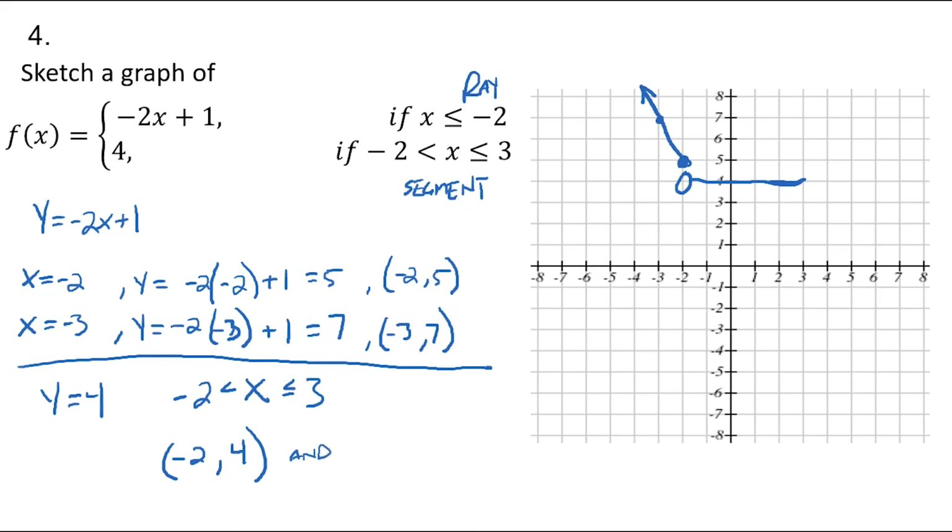When we plug in the value of 3, we still get a 4 because y is always equal to 4, but because it's got this less than or equal to sign, that means we have to put a closed circle here. So here's our segment. This is the graph that represents this piecewise function.